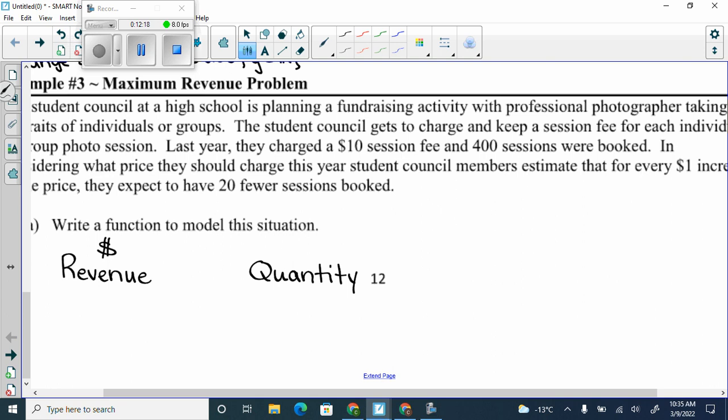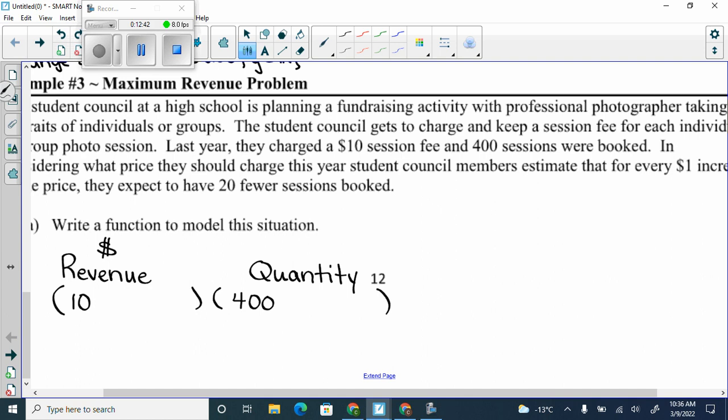Okay? So how much did we start off selling these at last year? $10. So I'm going to start the front of my revenue bracket with $10. And I'm going to close my bracket. And then I'm going to start my quantity bracket off with how many I sold. How many did I sell? 400.